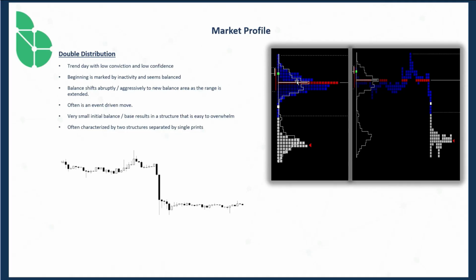So in this day, on February 13th, the structure actually ends up more or less completing as sort of a mix or a hybrid between a trending day and a double distribution day.